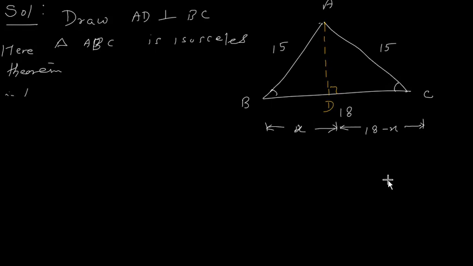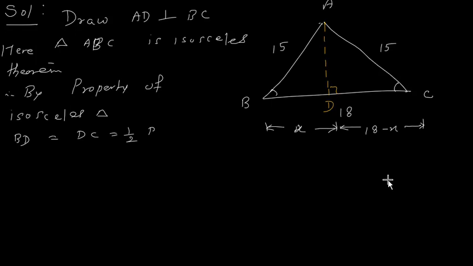Therefore, by property of isosceles triangle, BD is equal to DC is equal to half of BC. So the value of BD equal to DC is half, that means 9. So these two values are 9 and 9.